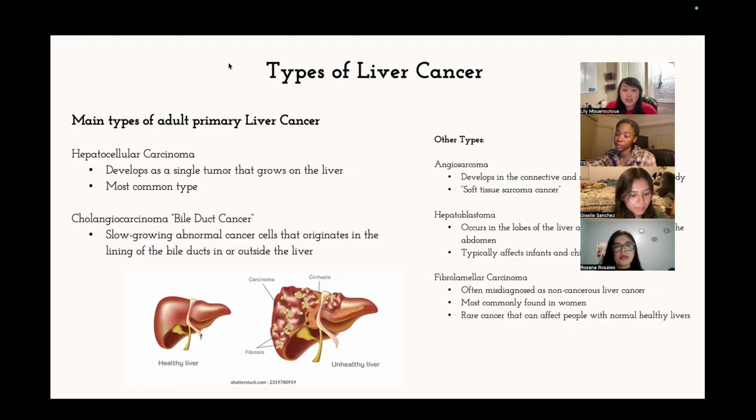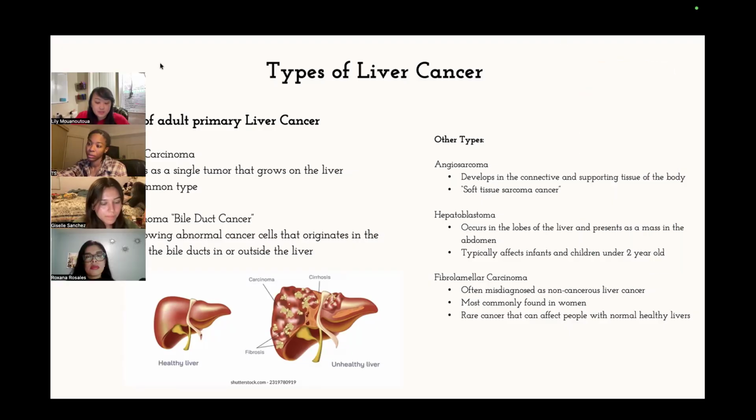Next, we have angiosarcoma, which develops in the blood vessels or connective tissues of the liver. It progresses rapidly and is often associated with exposure to toxins such as vinyl chloride or arsenic.